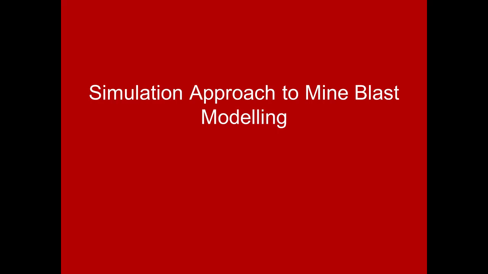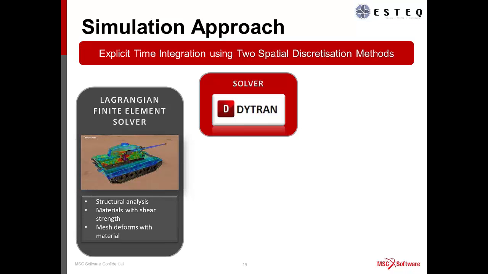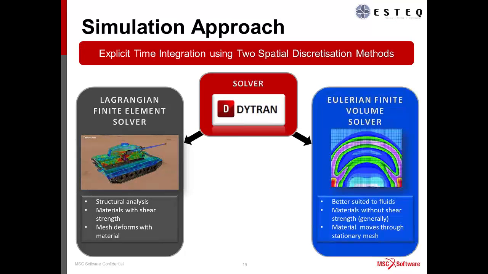I'm just going to briefly discuss the approach that you will typically use in performing a simulation. We'll use explicit time integration with two spatial discretization methods. Explicit time integration is very well suited to this problem due to the highly dynamic nature of the event as well as its short duration. And Dytran is very well suited to solving these types of problems on account of the fact that it has both Lagrangian and Eulerian solvers.